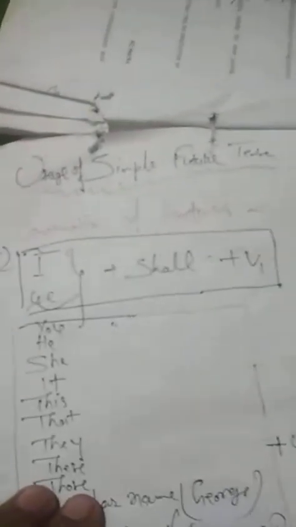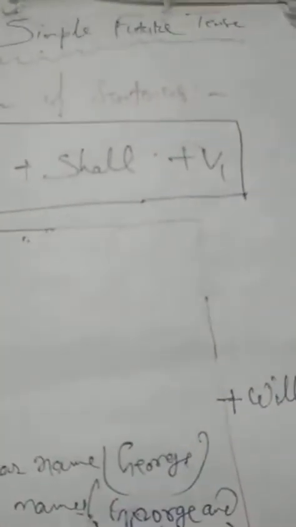So, first of all, let's know the construction of sentences in this tense. Construction of sentences: shall or will plus V1.